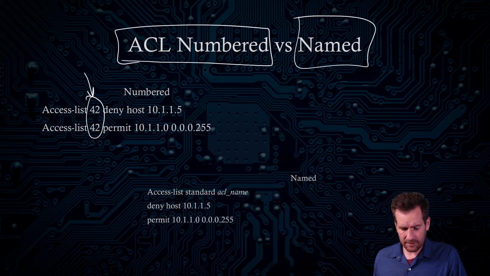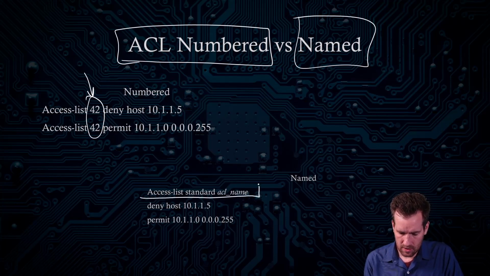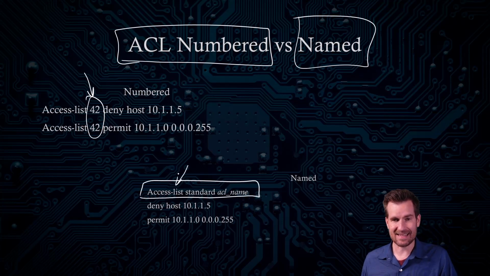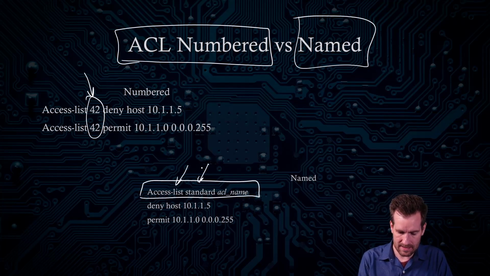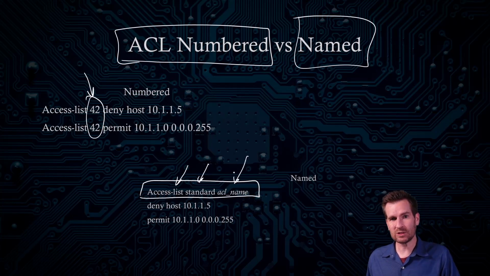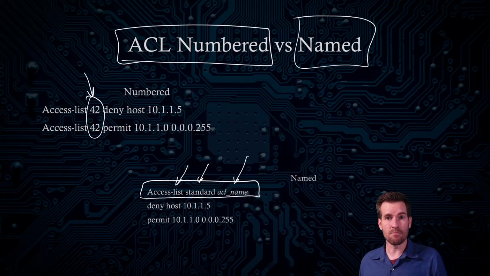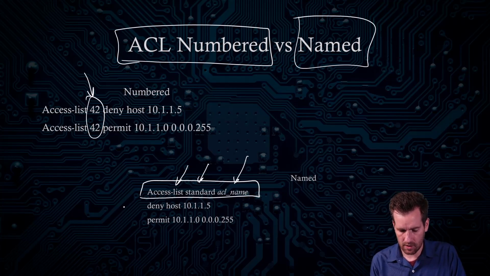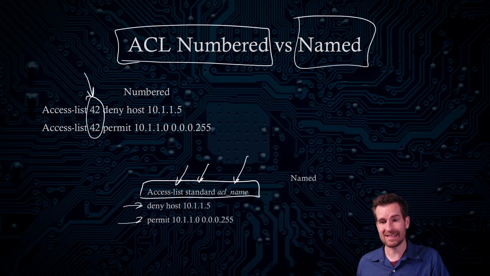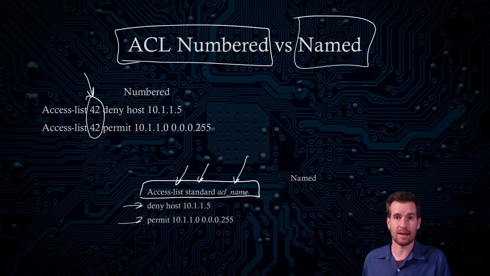It's a little different when it comes to a name. You're going to type in access list, and since it's not a number, you have to say whether it's standard or extended, and then you give it a name. And once you give it a name, then you are in the mode to edit that access list. And so the way you're going to edit that access list then is to put your deny and permit statements in there just like that. So it behaves a little differently. So when we get into our demos, we'll actually demo them separately so you can see the differences between the two.